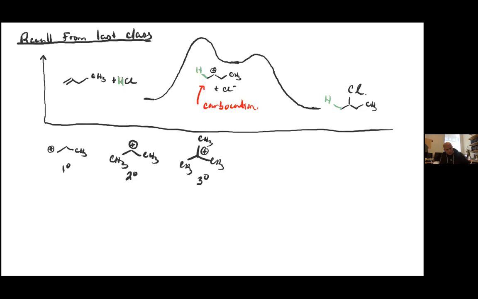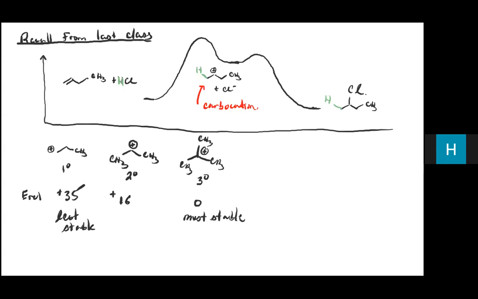So we can say that the relative energy is 0. And then the secondary is uphill by 16 kcals. And then the primary is uphill by 35. So tertiary most stable, primary least stable. And so they're very sensitive to what's around them. You get 15 kcals essentially when you change the substitution pattern. That's a big energy difference.